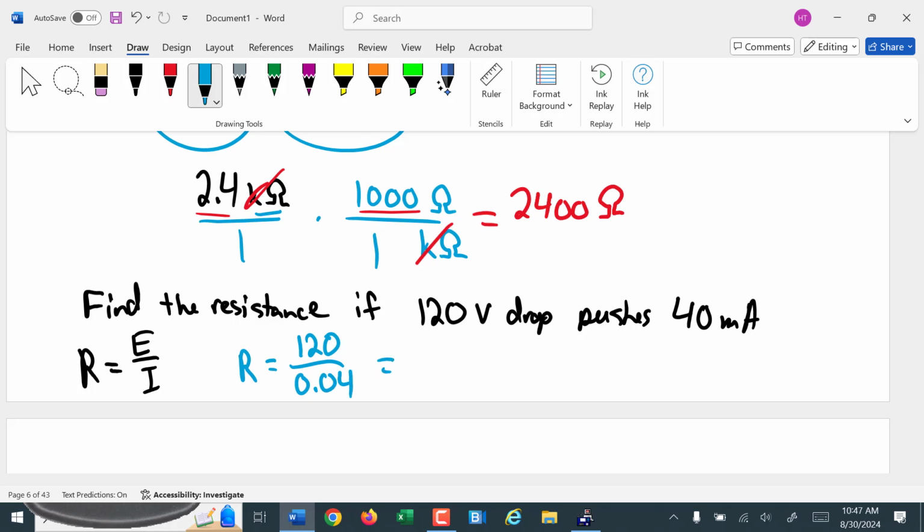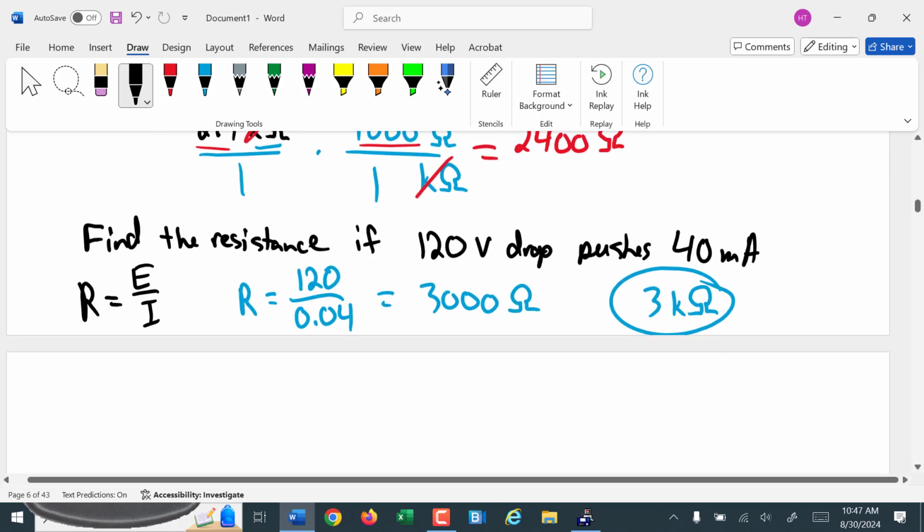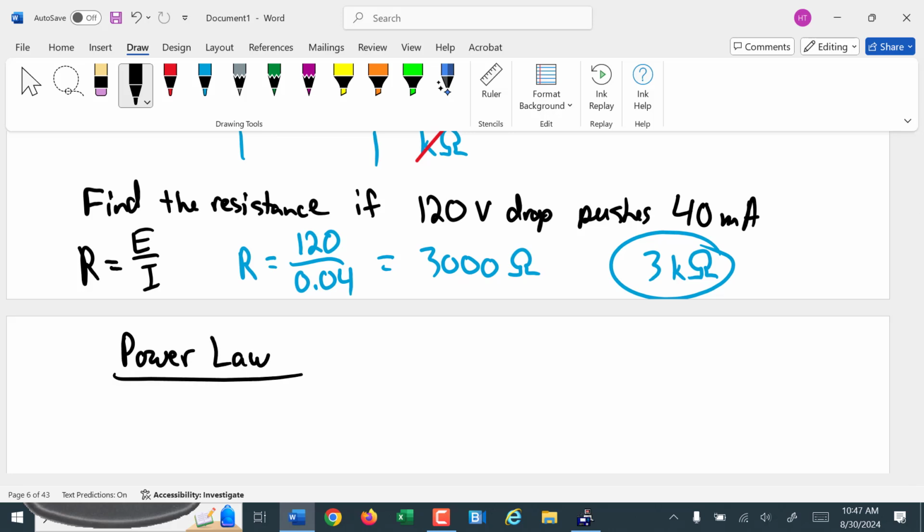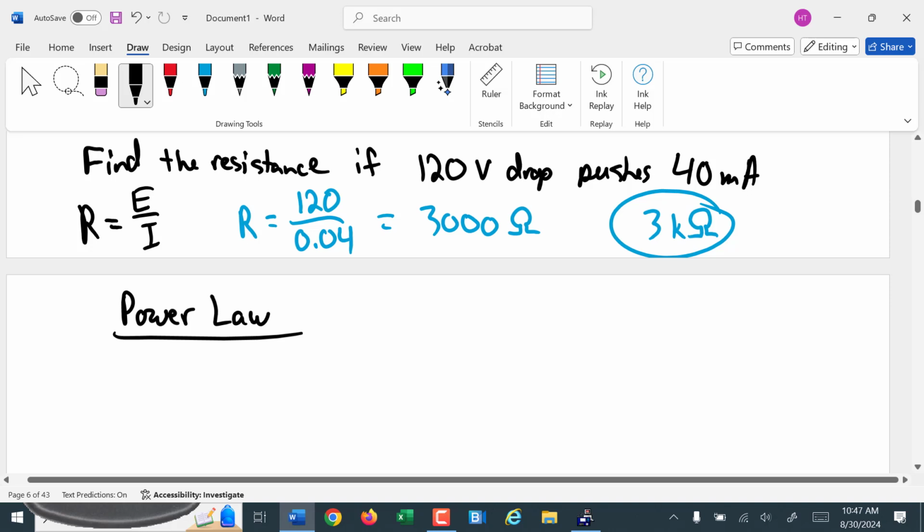So what goes in for E? 120. What's going to go in for I? 0.04. There we go. Which, what does that come out to be? 3,000? Yeah. So that's 3,000 ohms, which, of course, if we change it to kiloohms, would be 3 kiloohms. Questions on basic Ohm's law?